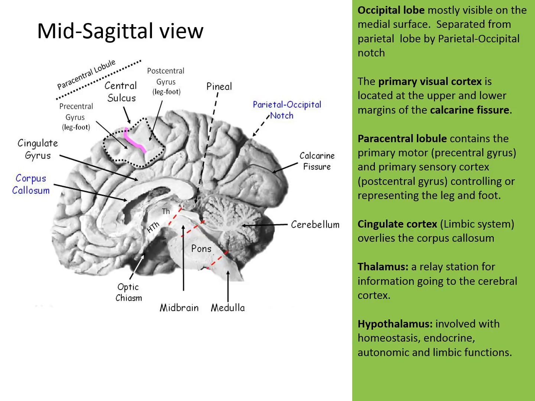We see the occipital cortex separated from the parietal cortex by the parietal occipital notch. And then we see an area that's of interest, the paracentral lobule. That includes the leg and foot area for motor structure control, and the postcentral region, portion of the postcentral gyrus, for leg and foot sensation. And we can also see the thalamus, hypothalamus, and the brainstem, the midbrain, pons, and medulla. And we see at the midline also the corpus callosum and cingulate gyrus.